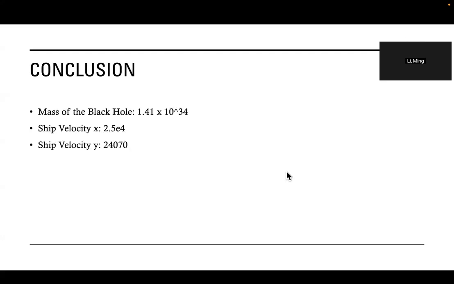And then for my results, we got the mass of the black hole to average about 1.41 times 10 to the 34, I think, kilograms. The ship's velocity was 2.5 times 10 to the fourth meters per second in the x direction, and the y direction was 24,070 meters per second.